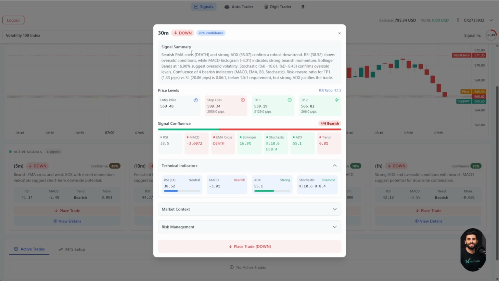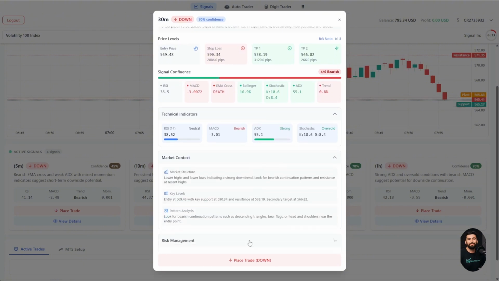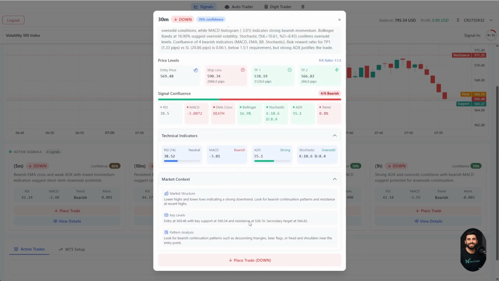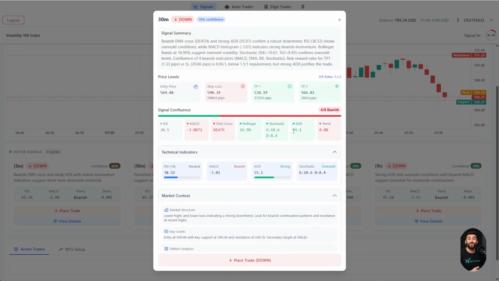Now, if you want to go deeper, click on View Details for any signal. This is where the full analysis lives. At the top, you get the trade setup: entry price, stop loss, take profit 1, and take profit 2. These are not based on arbitrary pip distances. They are calculated using actual support and resistance levels from the market data. So the levels you see are tied to real price structure.